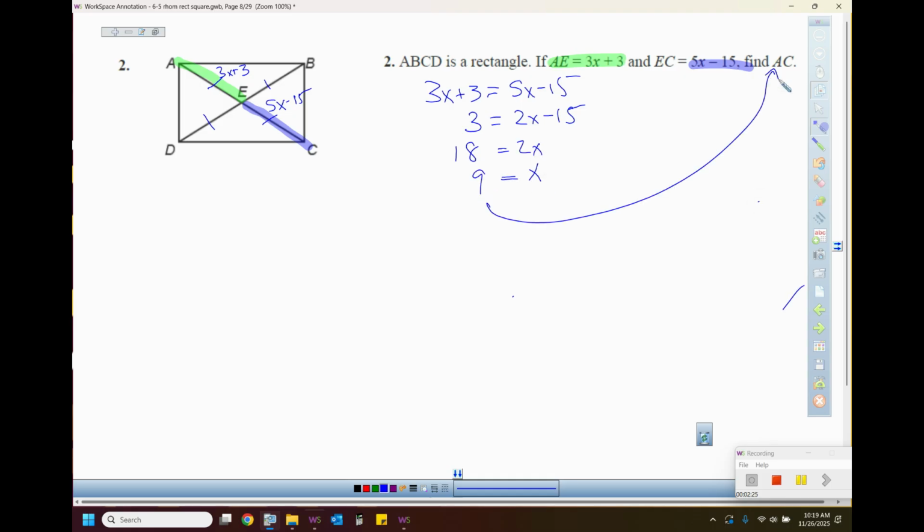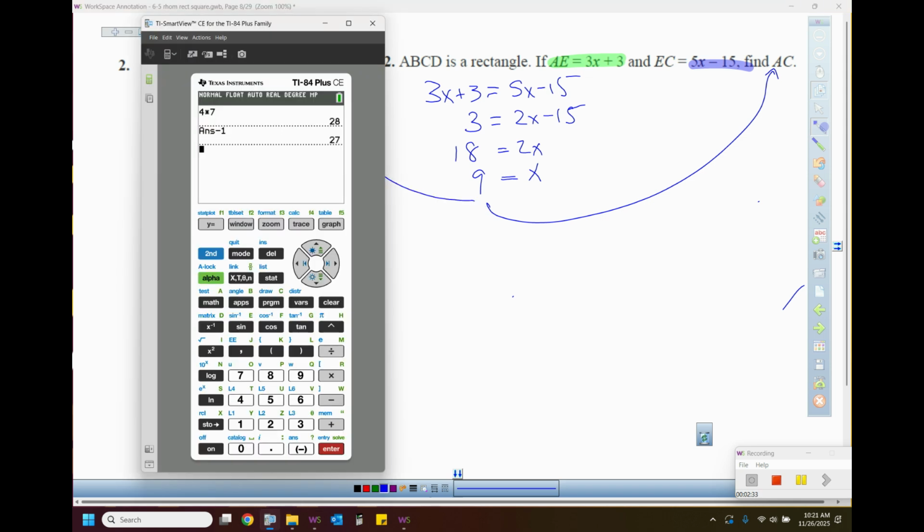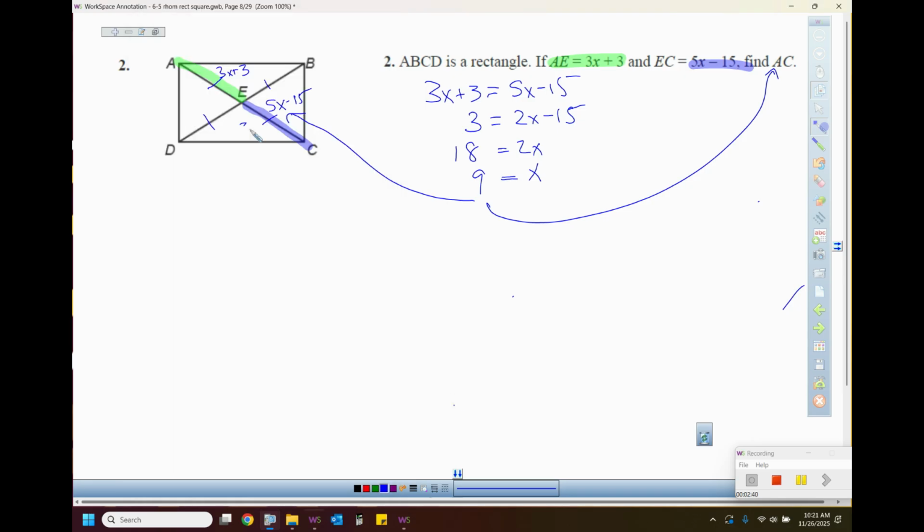They don't ask me for that. They ask me to find the distance from A to C. A to C is the whole thing. Well, what we can do is substitute 9 in for x. So we'll do 5 times 9 minus 15. 5 times 9, minus 15, and that little piece right there is 30. Well, shouldn't this other piece be 30 also, because they're supposed to be the same? If we just check, 3 times 9 is 27, plus 3 more. Yep, so the distance from A to C will be 60, because we had 30 plus the 30.